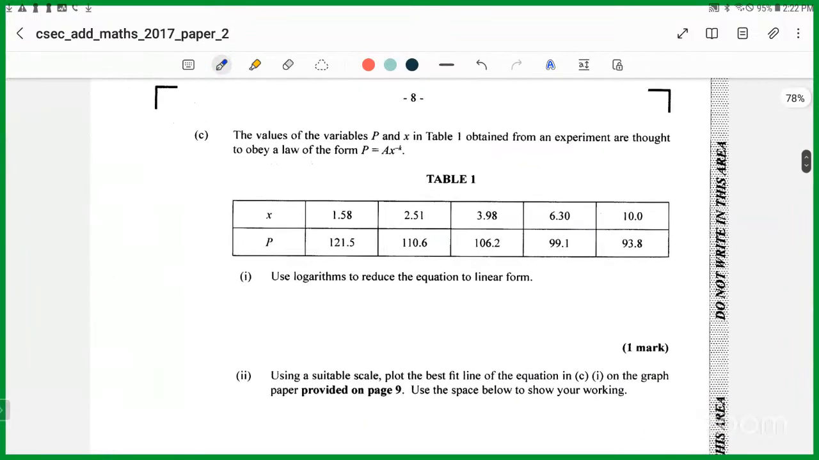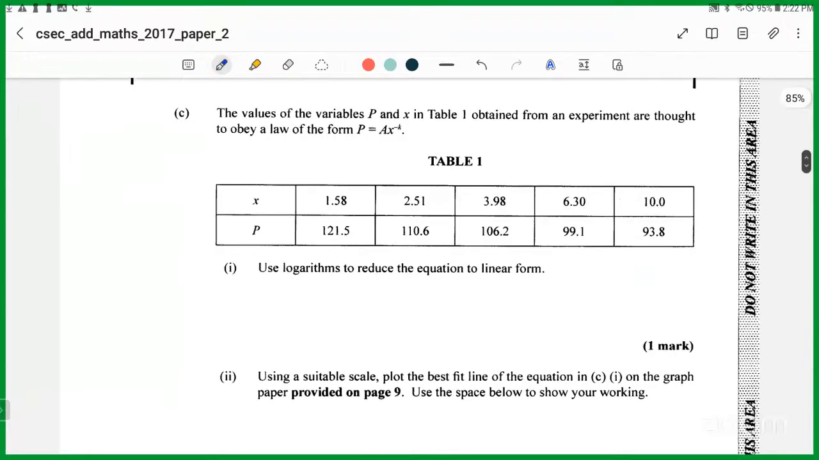Alright, so part B. It says the values of variables p and x in the table obtained from an experiment are thought to obey this relationship. And this question, as you can see, is going to be writing a relationship in a linear form. This is what it tells us to do here. Use log to reduce the equation to a linear form. And this is a format that CXC specifically says you have to know how to transpose. They're basically going to use logs.